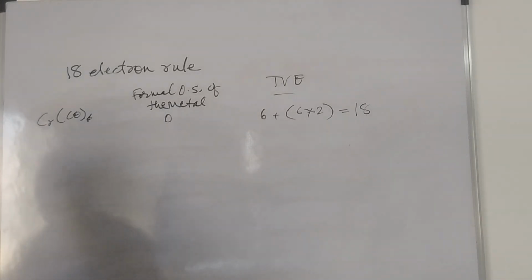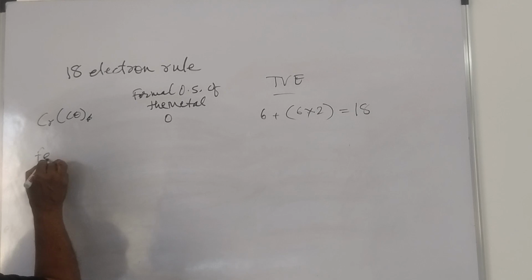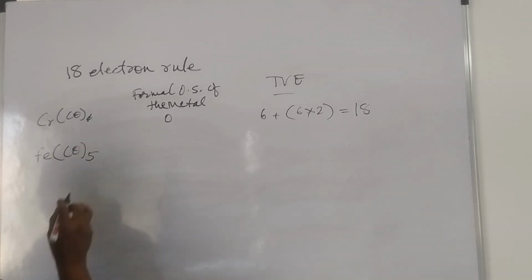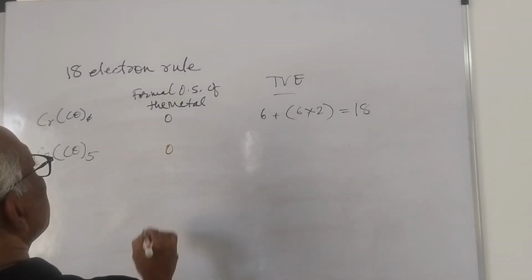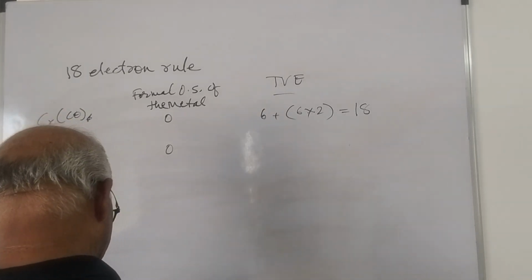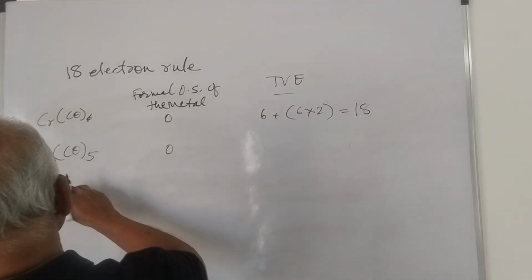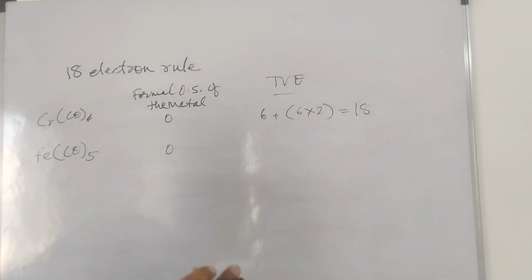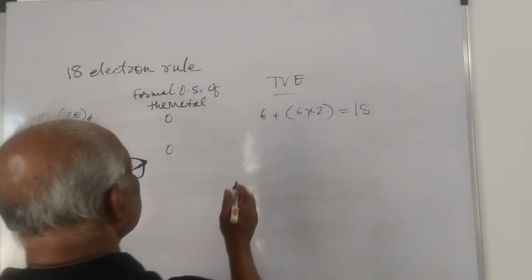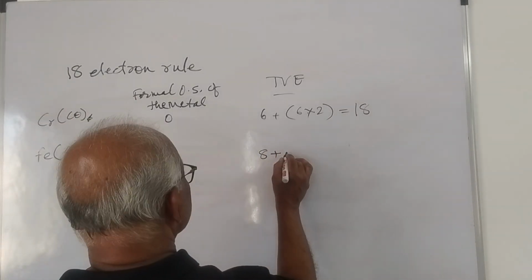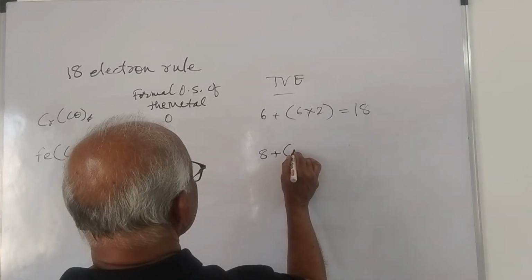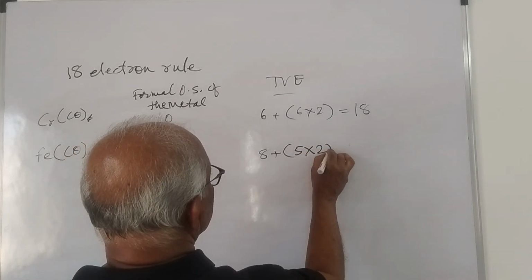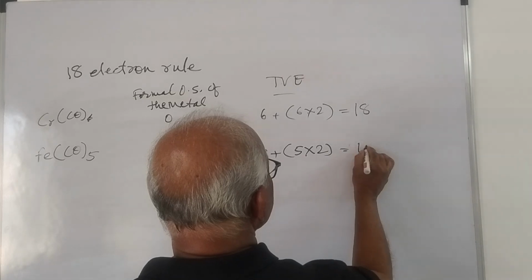In this way, if we take the example of Fe(CO)5, this also has formal oxidation state 0. The electrons contributed are, scandium, titanium, vanadium, chromium, manganese, iron: 6 electrons from the D subshell and 2 from S. So totally it gives 8, plus 5 CO, 5 into 2, that is 10, plus 8 is 18.